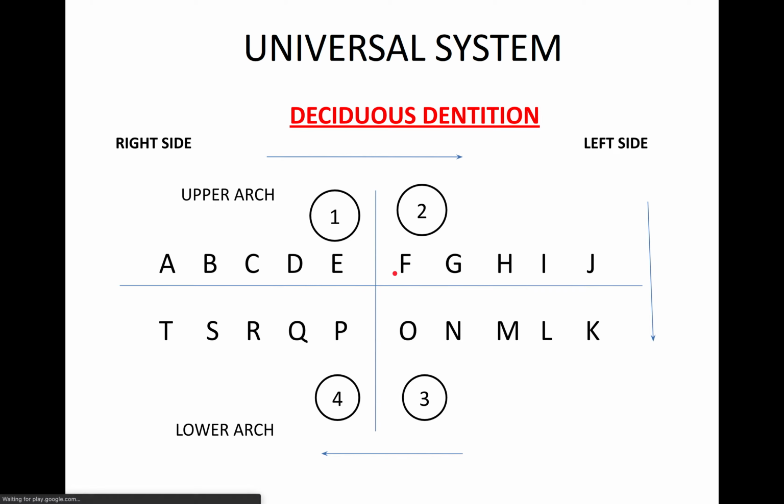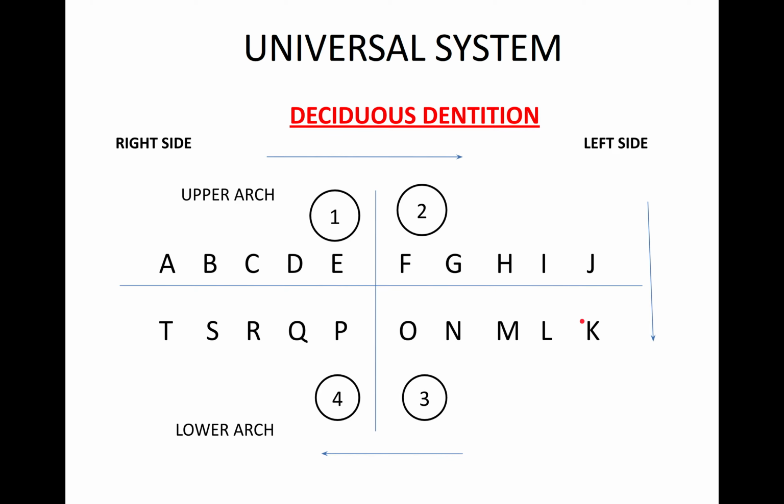Now we come to the second side, F, that is the left side. It starts with deciduous maxillary left central incisor, then deciduous maxillary left lateral incisor, then deciduous maxillary left canine, deciduous maxillary left first molar, and then the second molar.